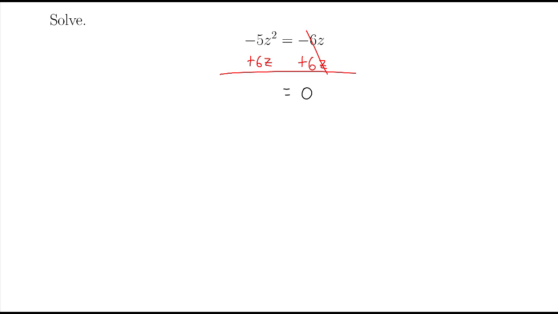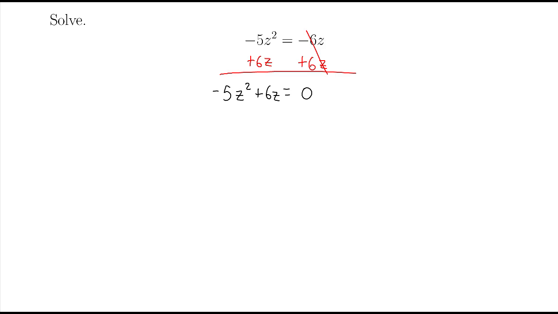But negative 5z squared plus 6z, those are not like terms. Z squared and z are not like terms, so I cannot put those together. The best I can do is just bring them both down. Negative 5z squared plus 6z. Okay, so now I need to try to factor this expression, the expression on the left, so that I can use the zero product property to solve it the rest of the way.